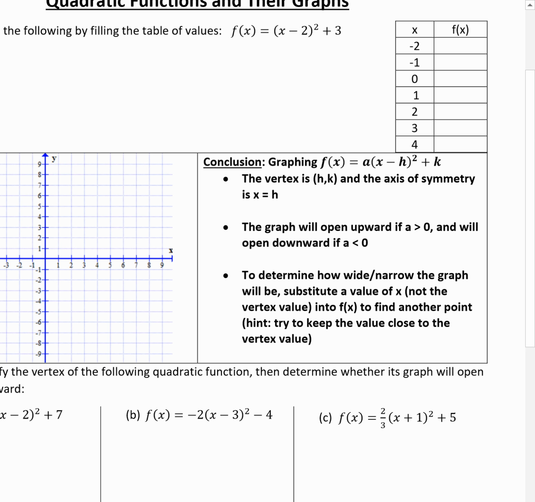So let's see, I'm just going to start from the top here. I'm going to plug in -2 and see what happens. So f of -2: what if I put a -2 where x is? It would be -2 minus 2 squared plus 3. That's -4 squared plus 3, which is 16 plus 3, or 19. Uh-oh. That's going to be off the charts, huh? Way off the charts. Oh well, that's okay.